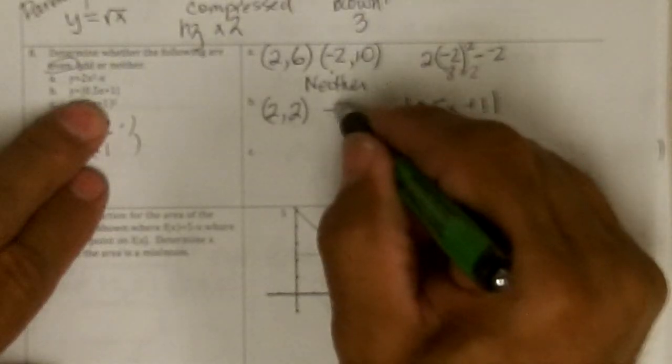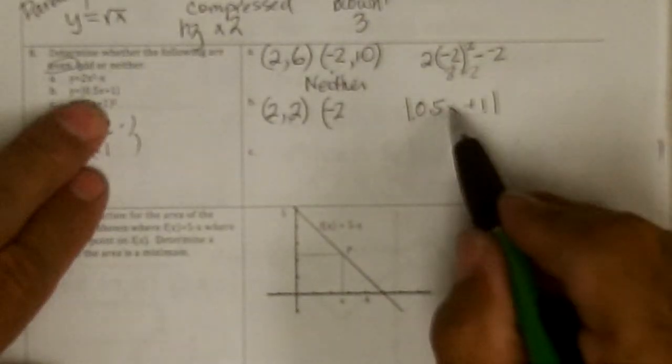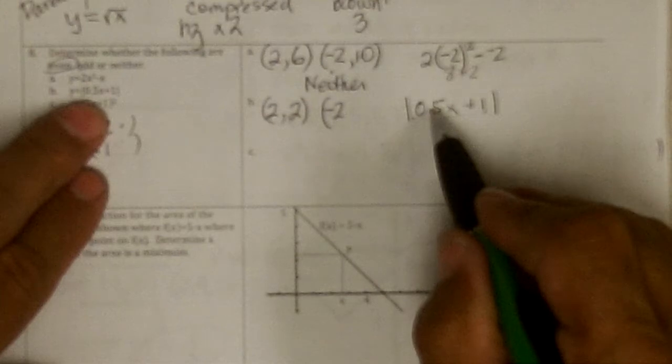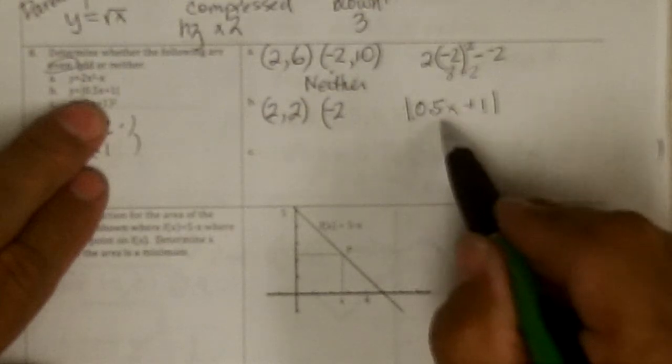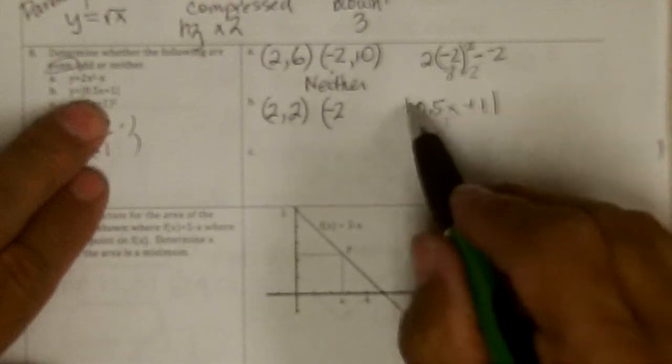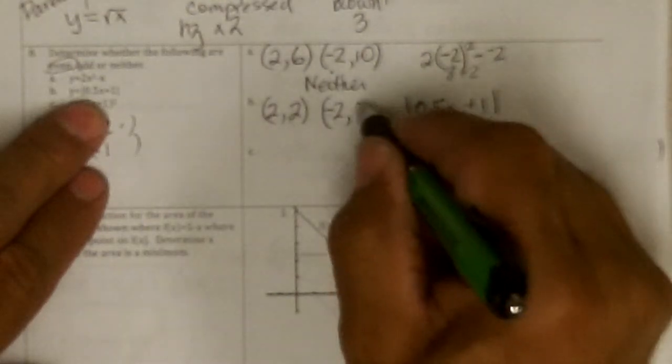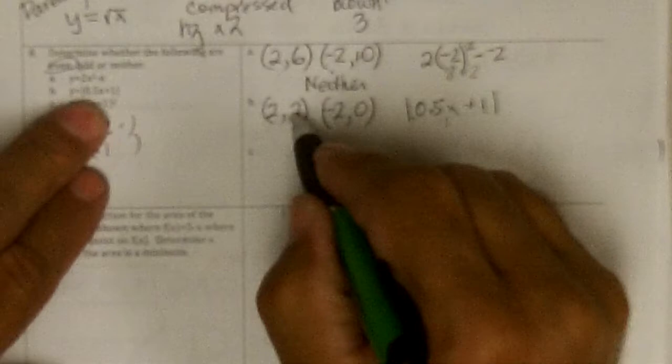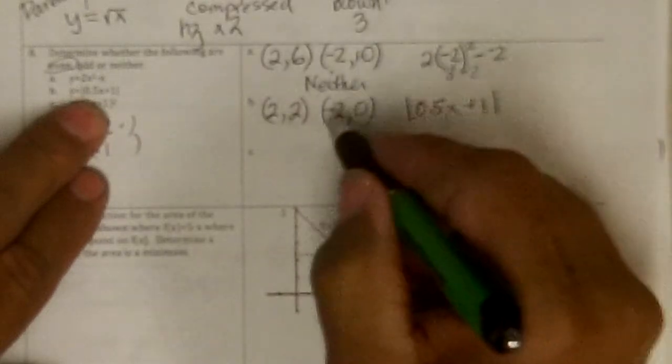Now let's put in minus 2. Negative 2 times a half is negative 1, plus 1 is 0. Absolute value of 0 is 0. Didn't get the same, didn't get opposite, neither.